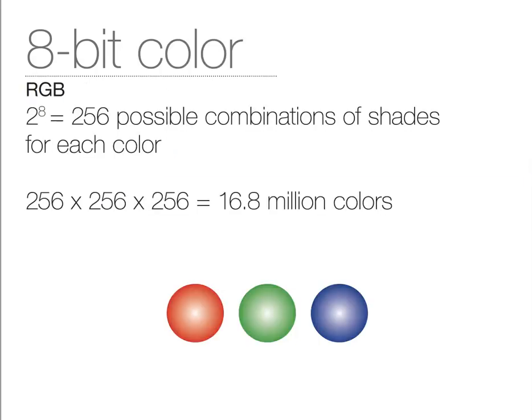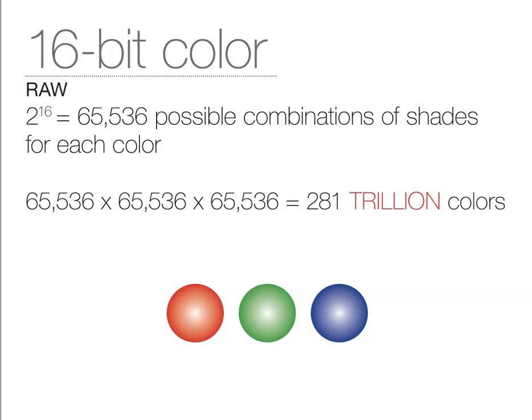If you're talking about 8-bit color graphics, we're talking about RGB. So if we take 2 to the 8th power, we get 256 possible combinations of shades for each of the 3 colors. So now we have 256 times 256 times 256. I know this sounds a lot like math, and we don't do math very well. Luckily, I've done it for you here. But it comes out to 16.8 million colors. Now that sounds like a lot of color, but it's really not.